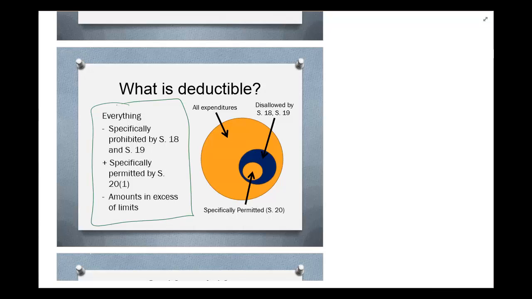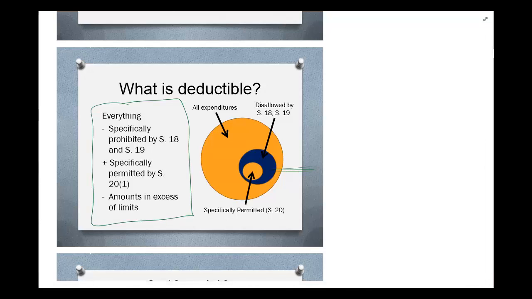And the way to think about this is, when we want to build the universe of what is deductible from business income, everything is, minus what's prohibited by Section 18 and Section 19, and we'll look at those just now. And then there's some exceptions to the prohibitions. So within this blue circle here, some orange is added back by Section 20. It says, okay, you kicked it out, but now we've got to bring it back in.